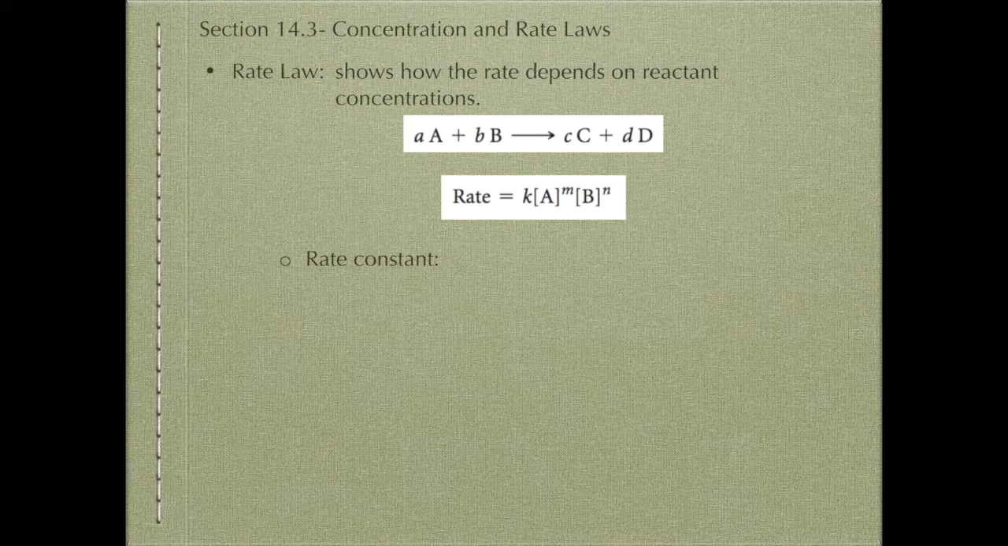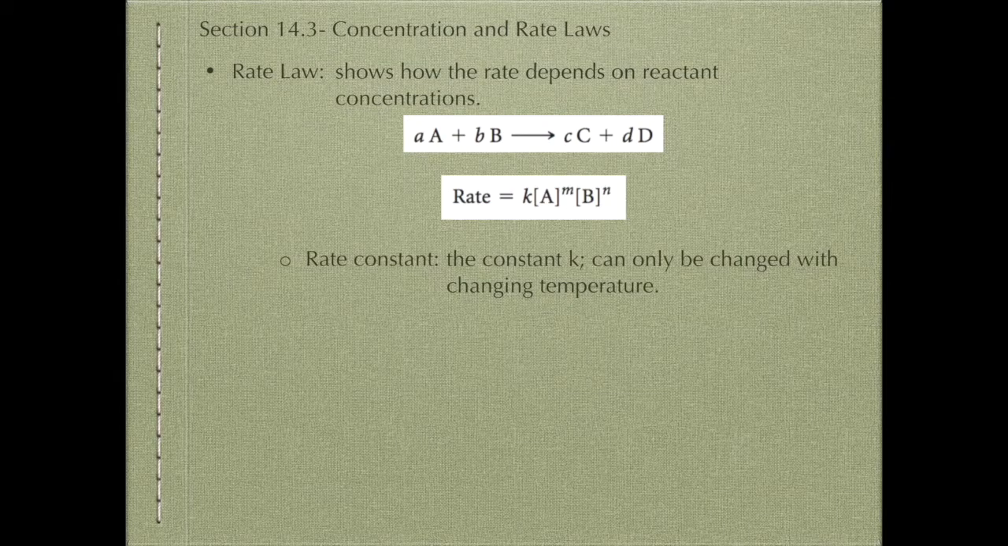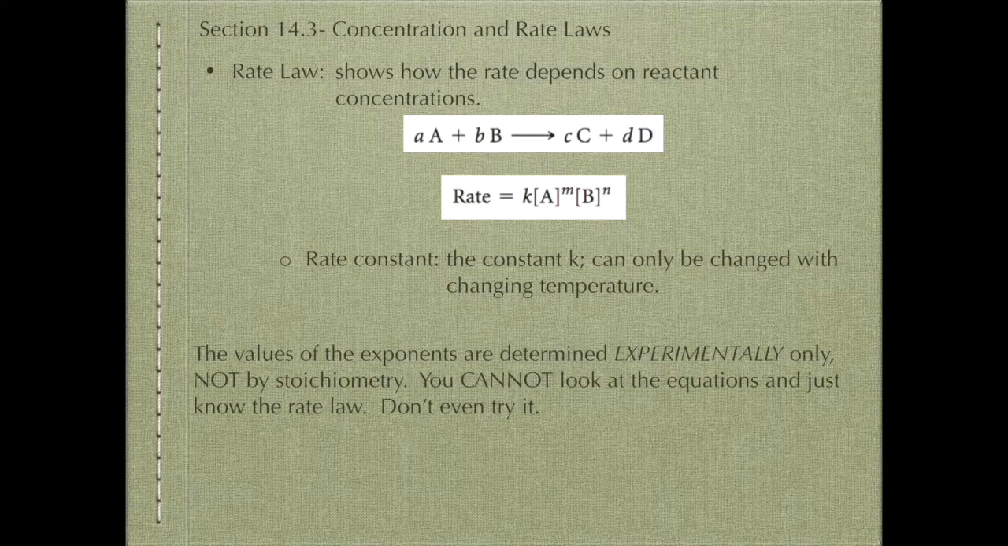So what is your rate constant? Well, your rate constant is your K, and the only way you can change K is by changing temperature. Otherwise, for a specific reaction, unless you change temperature, your K will always stay the same.